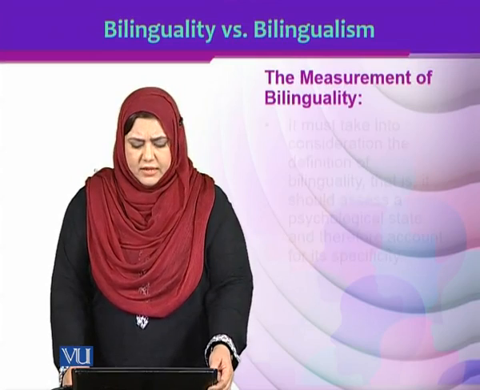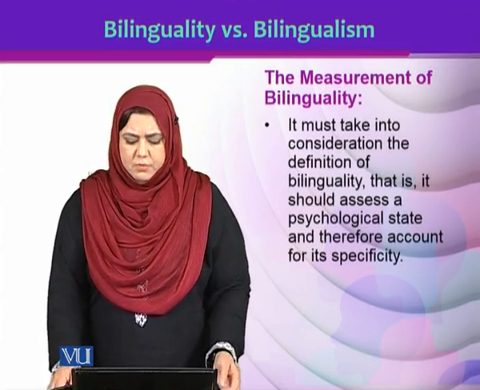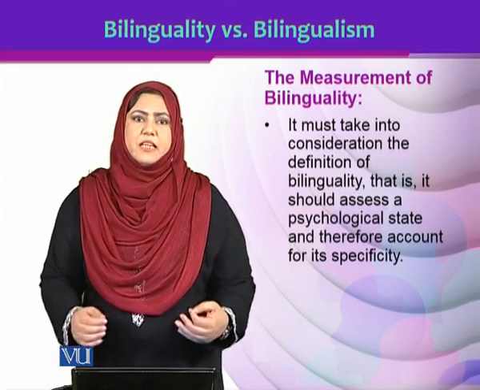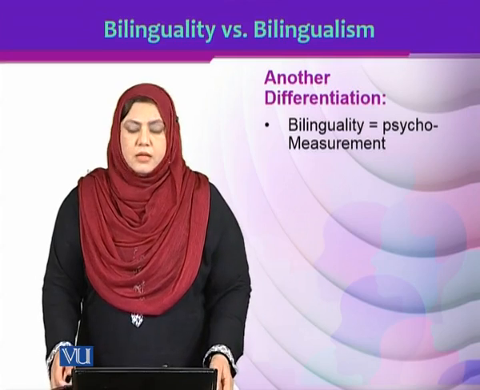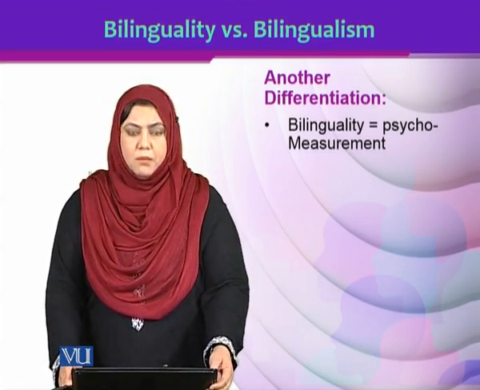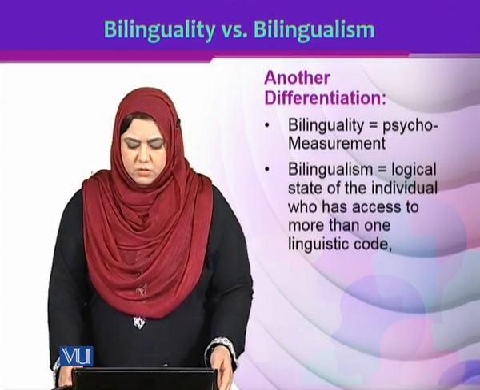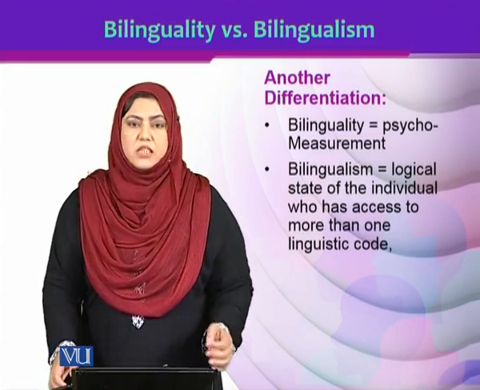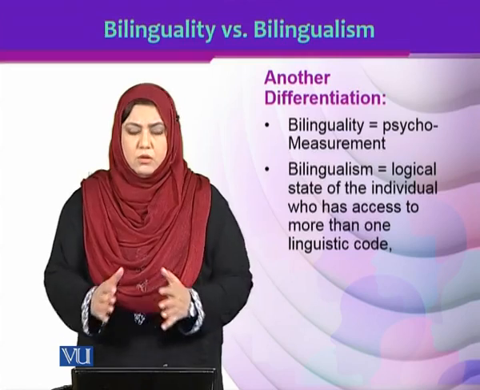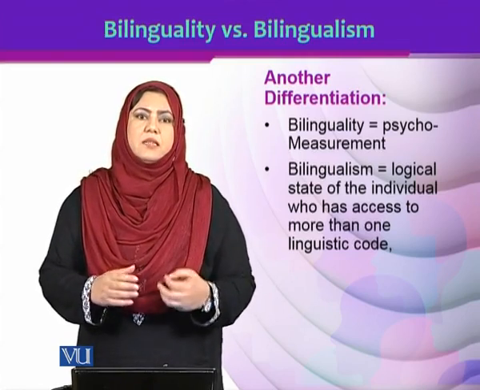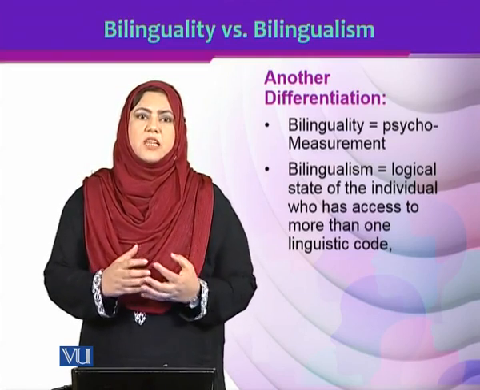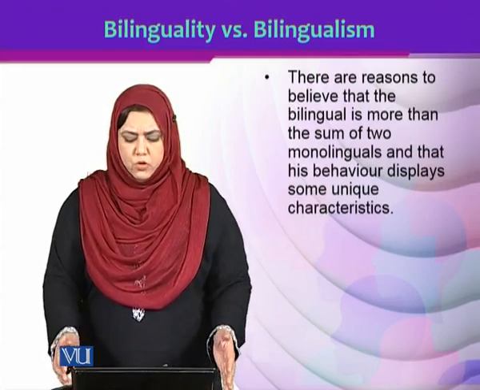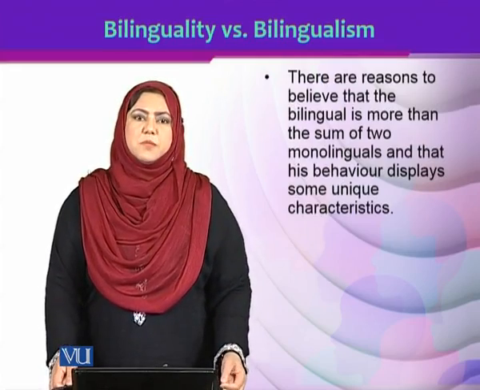When it comes to the measurement of bilinguality, there are certain issues related to that. We need to consider the definition of bilinguality here, because this is more like a psychological state, so it would vary from person to person. There is another definition that says that this psychological measurement of bilinguality plays an important role when it comes to individuals' bilingual practices, whereas when it comes to bilingualism, the sociological state matters more, and this is more about how, as a community, choices are made between the codes or taking two or more than two codes at a time. So, there are reasons to believe that the bilingual is more than the sum of two monolinguals. It is more about the behavior that is displayed through the language choices.